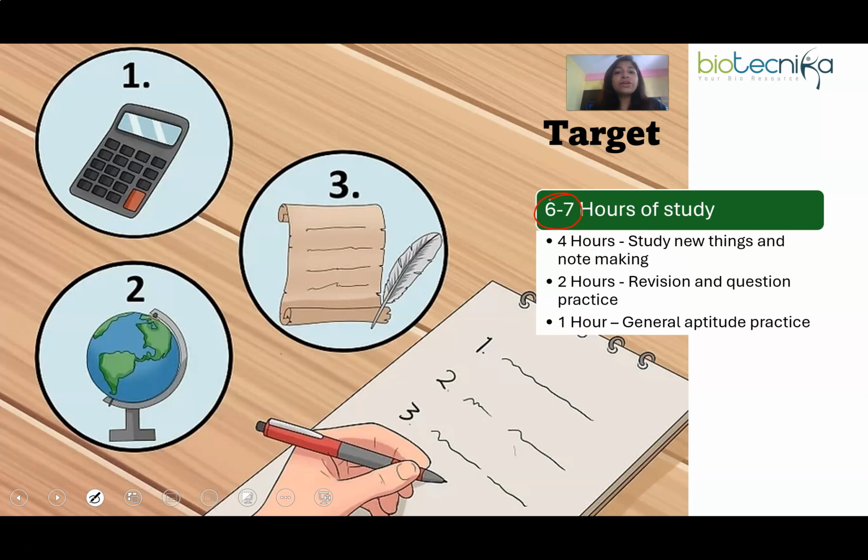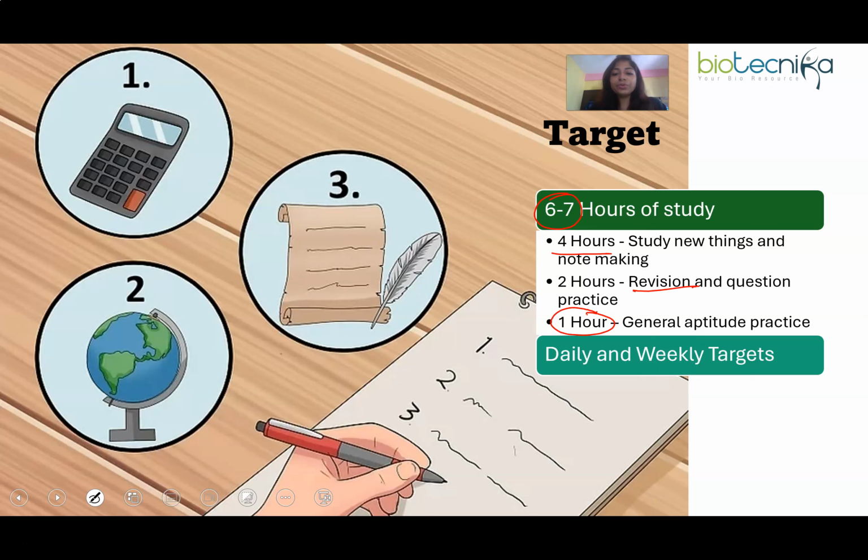Now in those 6 to 7 hours, what you should do: 4 hours, study new things and make notes. 2 hours every single day, devote to revision and question practice. And 1 hour of general aptitude every single day. See, when you do general aptitude for 1 hour, it will break your monotony also. You have studied a lot of life science, so this will break your monotony and refresh you as well.